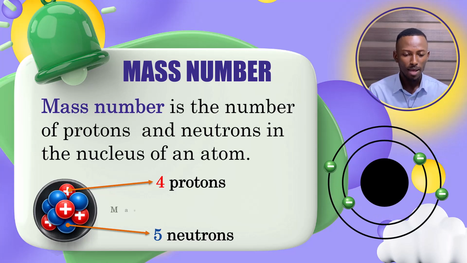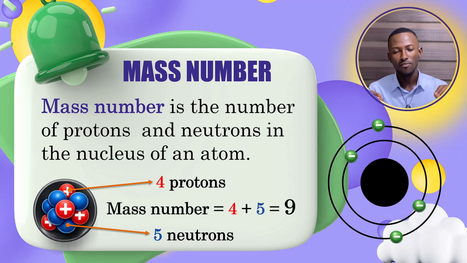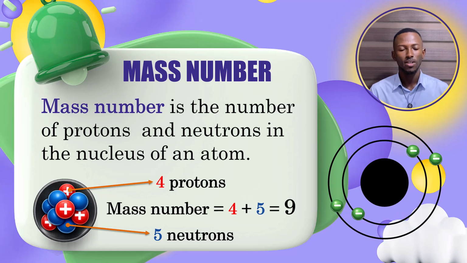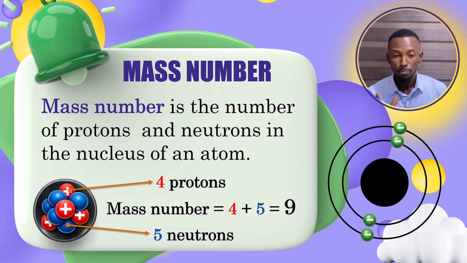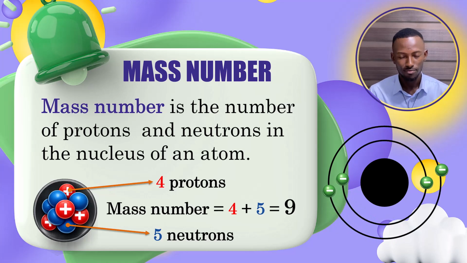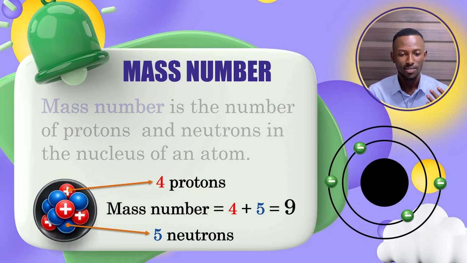So the mass number will be 4 plus 5. That will give us 9. So the mass number of this atom is what? 9. So the mass number of this beryllium atom is 9. Basically, that's a simple explanation of what mass number is.